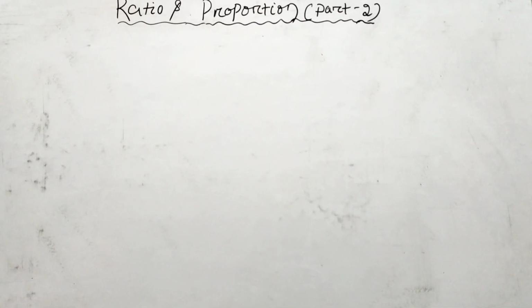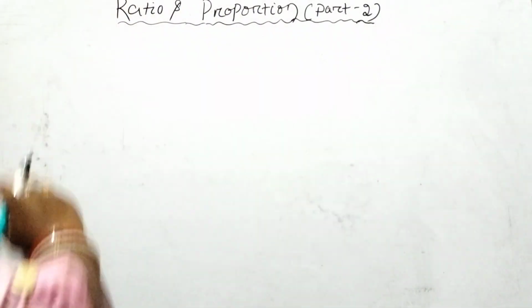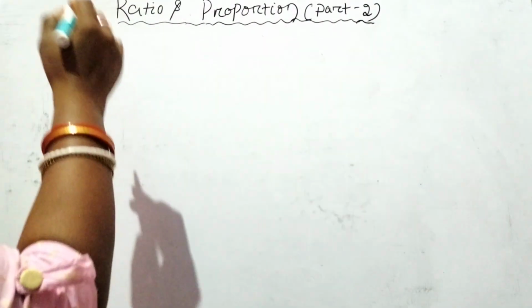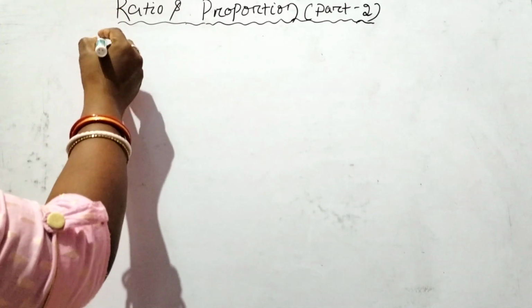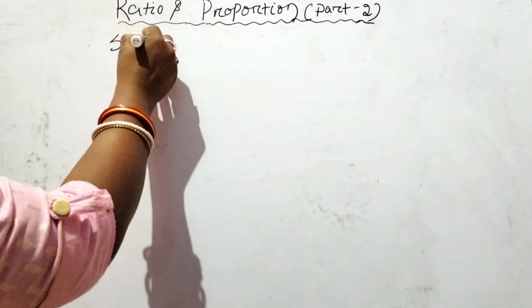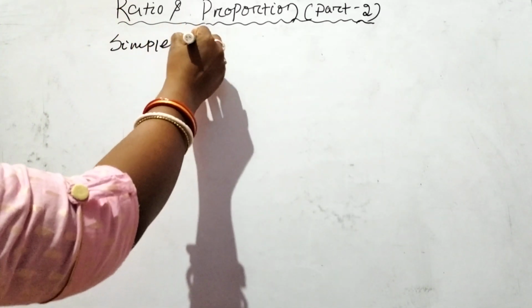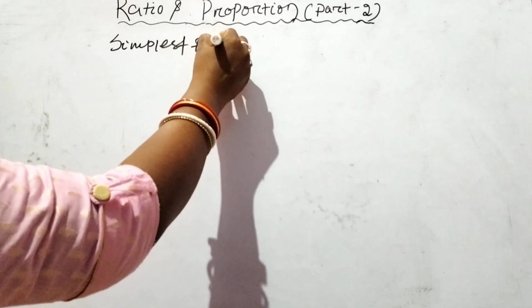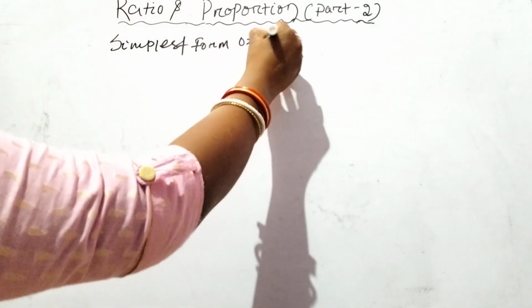Today we are going to discuss ratio and proportion part 2. As in part 1, we have already discussed what a ratio is and how it is compared. Then in part 2, we discuss the ratio in simplest form. We have discussed the simplest form of ratio.